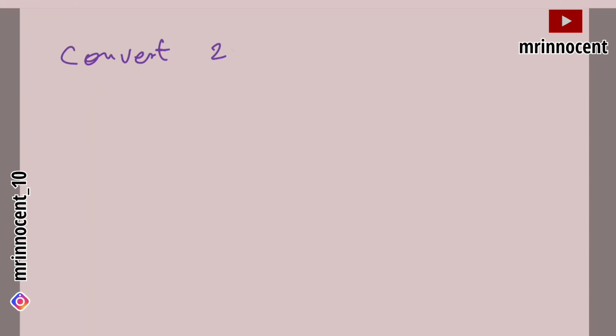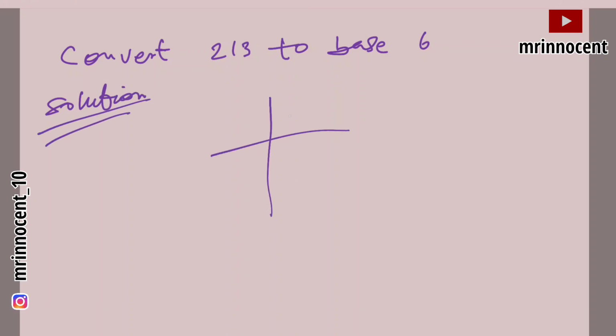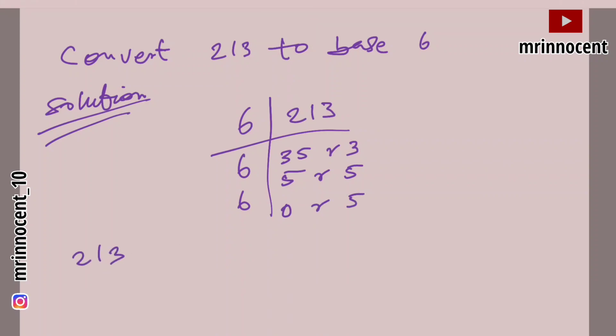Convert 213 to base 6. Solution. 213 to base 6, we have 35, remainder 3. 6 into 35 is 5, remainder 5. 6 into 5 is 0, remainder 5. 213 base 10 equals, when you take it from bottom to top, 553 base 6.